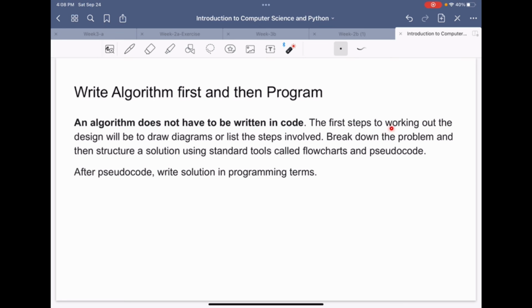So the first step in working out the design is to draw a diagram or list the steps involved, break down the problem, and then structure a solution using standard tools. We call them a flowchart or pseudocode. And after writing the pseudocode, you are supposed to start writing the solution in programming terms. That is the way you will officially start to write the solution in the specific language that you are using. So in our case, we are dealing with Python, so obviously you have to follow the same syntax as Python has in order to accomplish the task.